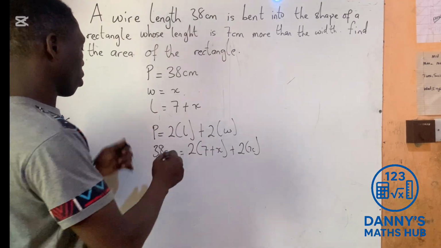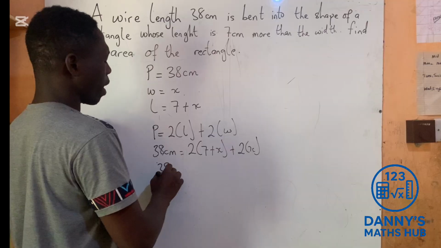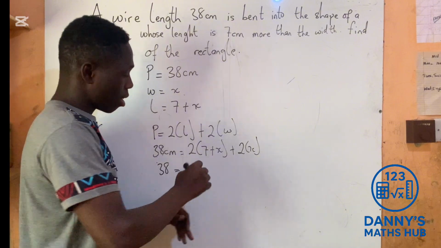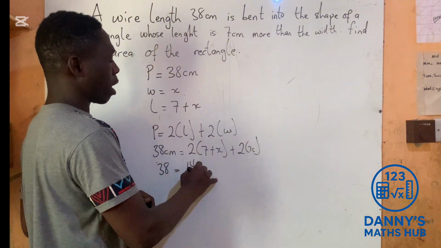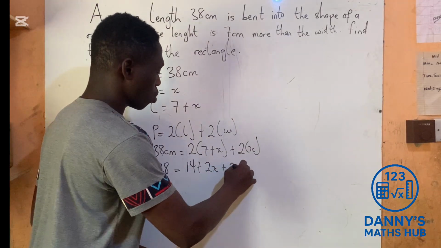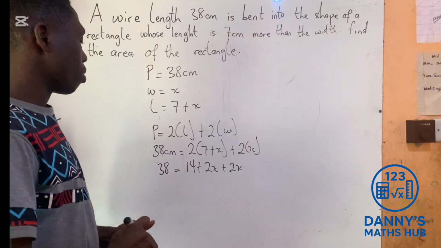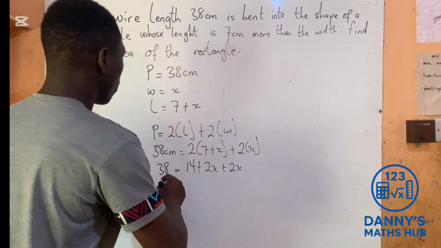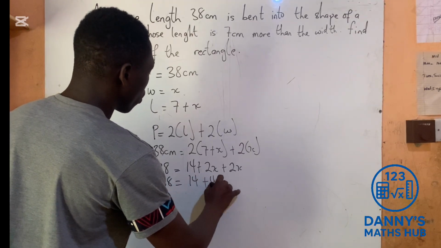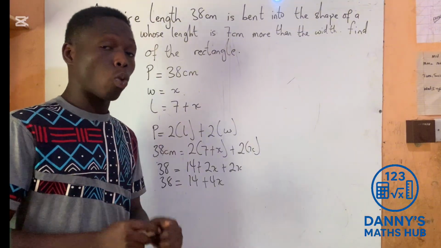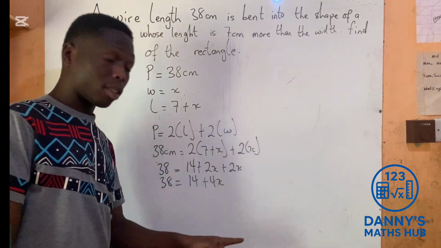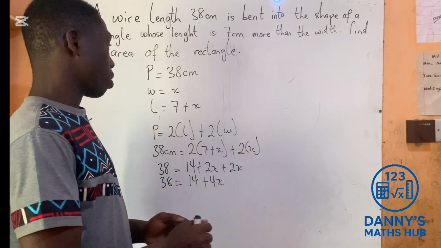Okay, let's continue. When we simplify this, we're going to have 2 times 7 and then 2 times x. 2 times 7 will give us 14, plus 2x, plus the width, which is 2x. Now we add the like terms over here. We have 38 is equal to 14 plus 4x. It is not x squared because the x's are not multiplied, they are added. So 2x plus 2x is going to give us 4x.